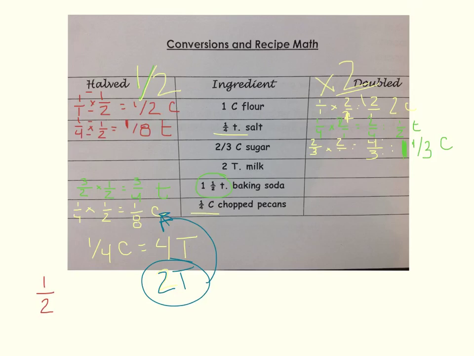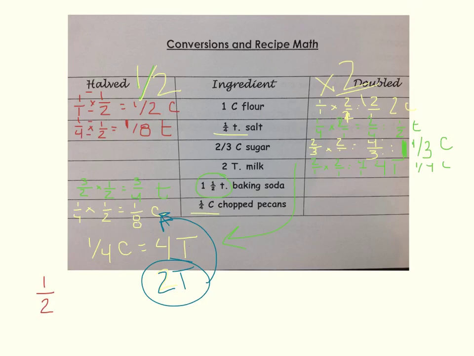2 tablespoons, we have 2/1 times 2/1 equals 4/1. So that's 4 tablespoons. But we also know, we just did it right there, that 4 tablespoons is also 1/4 of a cup.